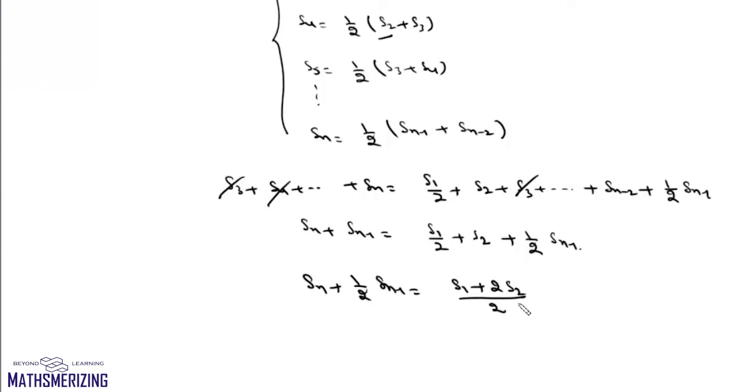Now since the sequence is convergent and it converges to L, so this is L and this is L, we can write 3L by 2 equal to (S1 plus 2S2) by 2. Now this 2 and 2 will cancel. So this sequence will converge to (S1 plus 2S2) by 3. And that is the answer to this question.